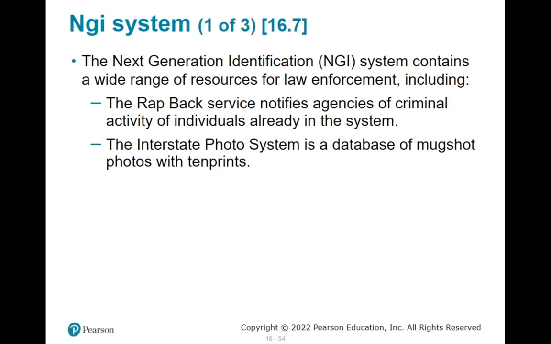Okay. Then we have the next generation identification system from the FBI. It contains a wide range of resources for law enforcement, including the RAPBAC service, which notifies agencies of criminal activity of individuals already in the system. So if their print pops up and they've already been in the system, then it alerts authorities. The Interstate Photo System is a database of mugshot photos with 10 prints.